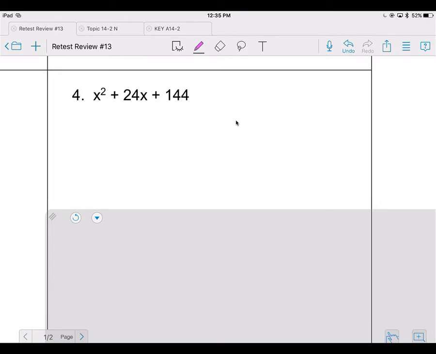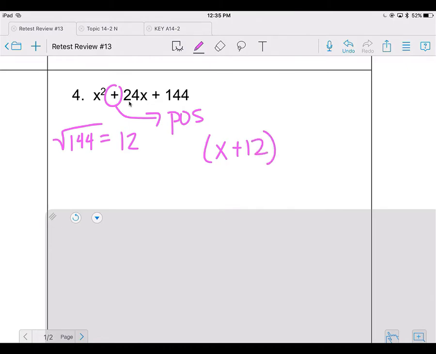Problem 4 is very similar. I have a perfect square here. 144 is 12 times 12. And 12 times 2 is 24. So I take the square root of 144 and I get 12. My sign in the middle is positive, so it is x plus 12 squared.